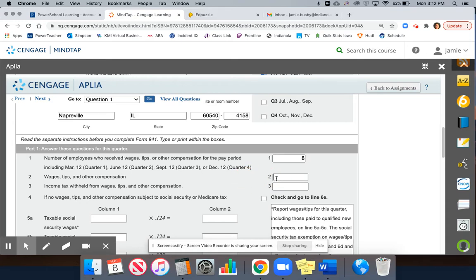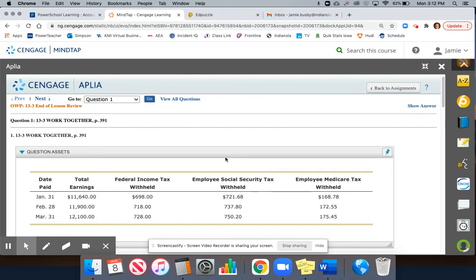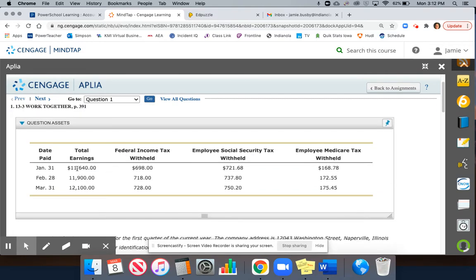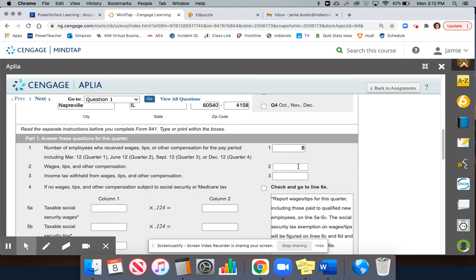Line 2, it says the wages, tips, and other compensation. So you can see here we have our total earnings for each month. So we want the total from those 3 months. So after putting those in the calculator, our total is $35,640.